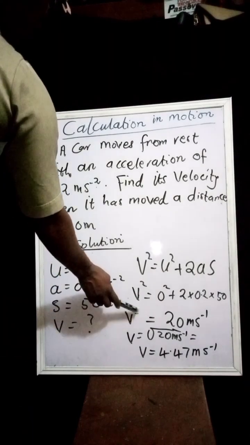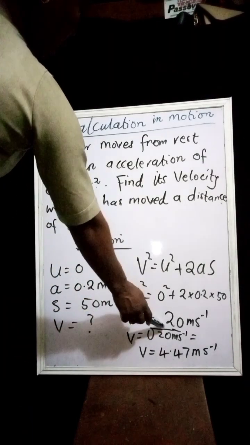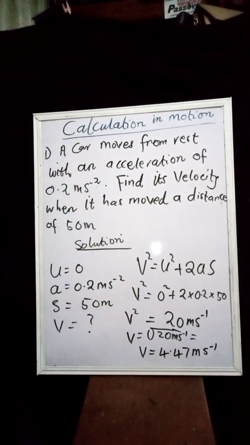So when this square goes to the other side, it will change to square root. So we have that v is equal to the square root of 20 meters per second, and that gives us 4.47 meters per second.